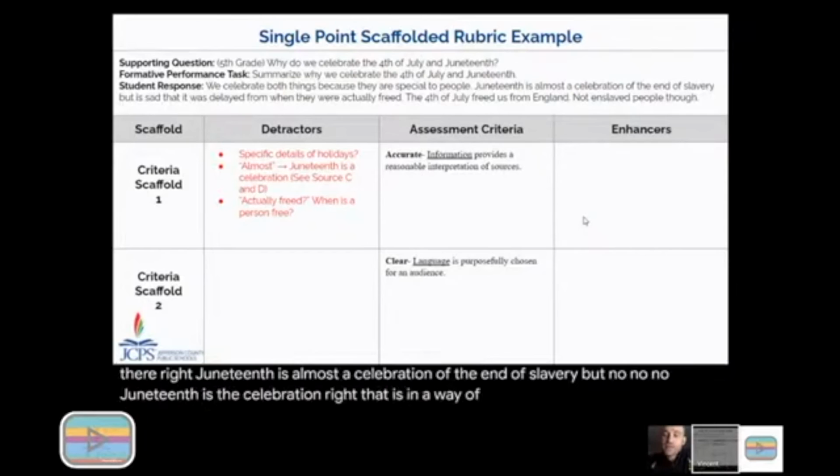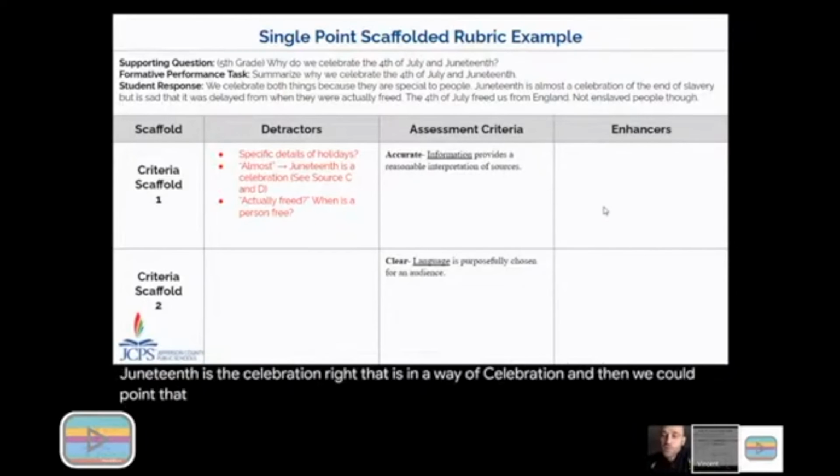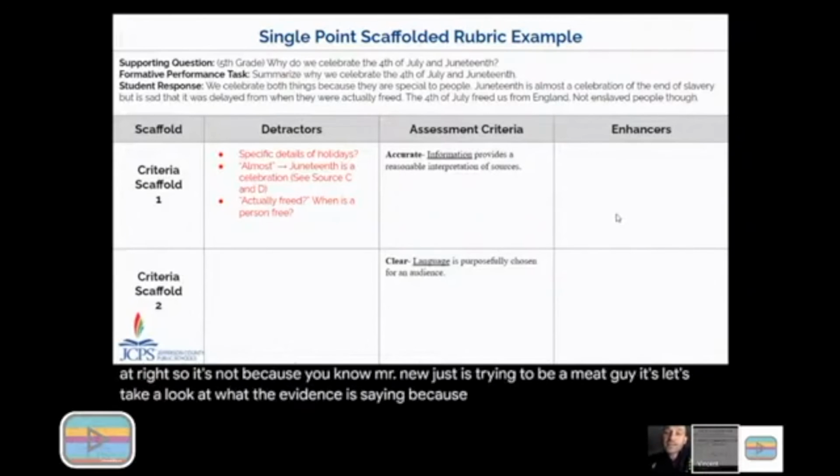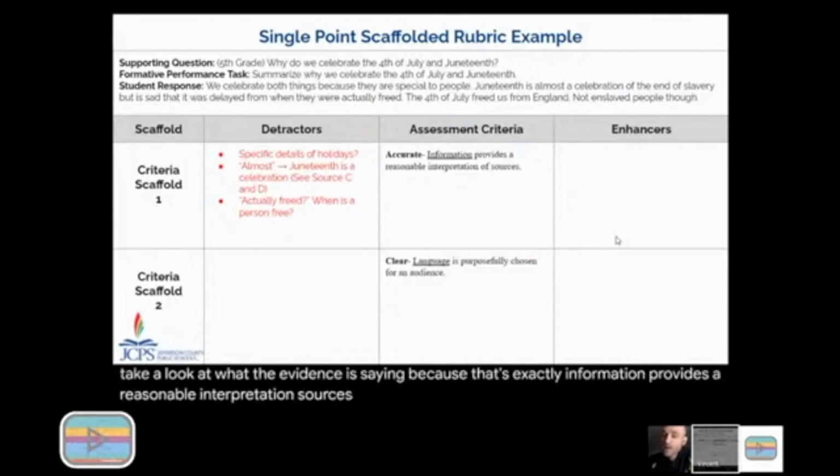And then we could point that student back to two sources that they used to reaffirm what they're looking at, right? So it's not because Mr. New just is trying to be a mean guy. It's, let's take a look at what the evidence is saying, because that's exactly what that criteria says. Information provides a reasonable interpretation of sources. I'm going to point them back to the sources, right?